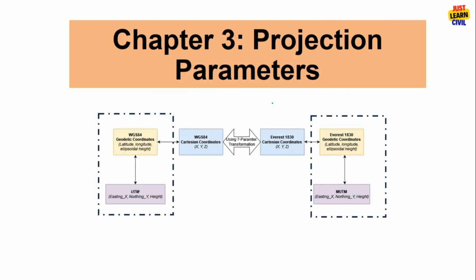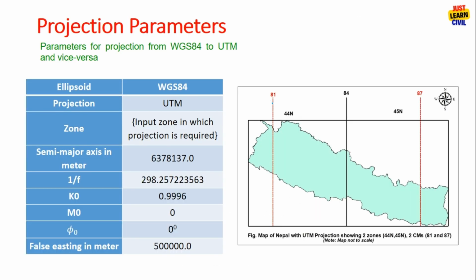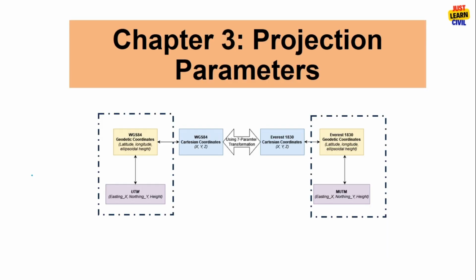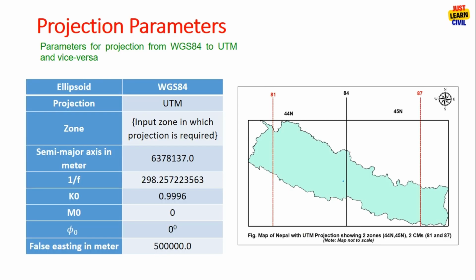Chapter 3, projection parameters. So as on here, we have two projections. You can project WGS84 to UTM or Everest 1830 to MUTM. Now you have the projection parameters, that is the projection is done in UTM. Put the zone, which coordinates lies in which zone you can find, and then input the zone.